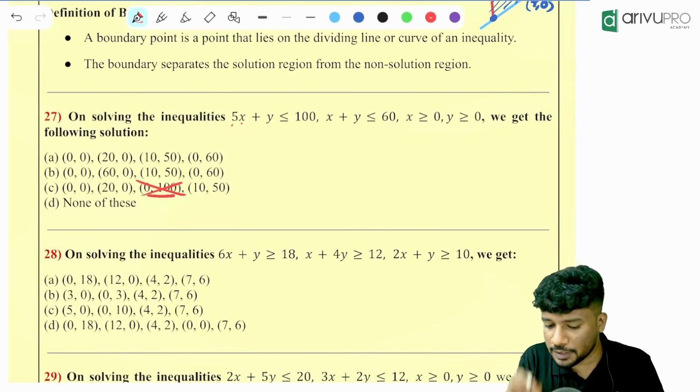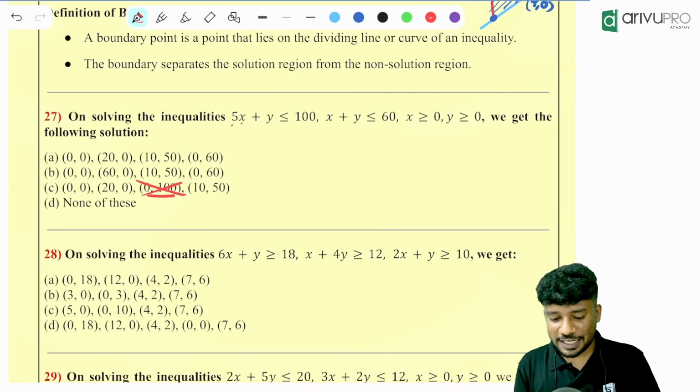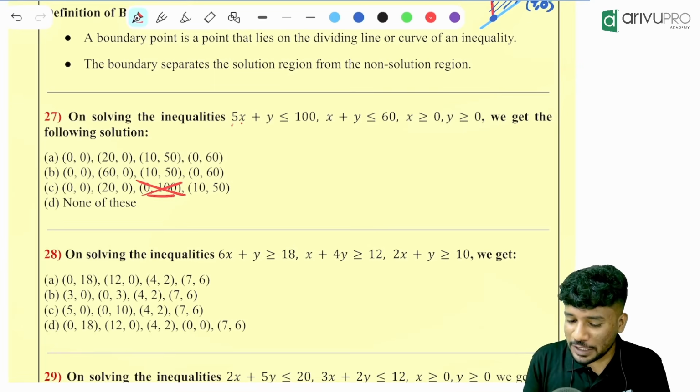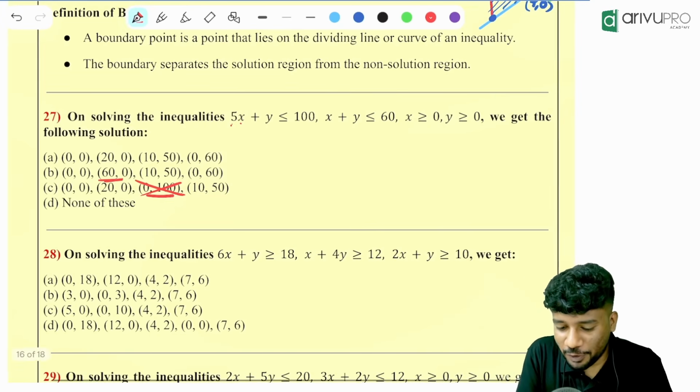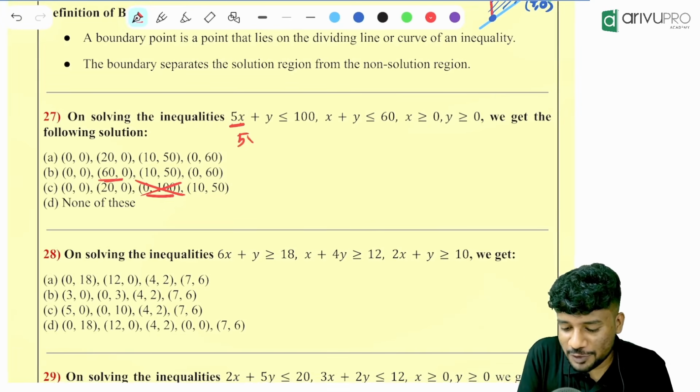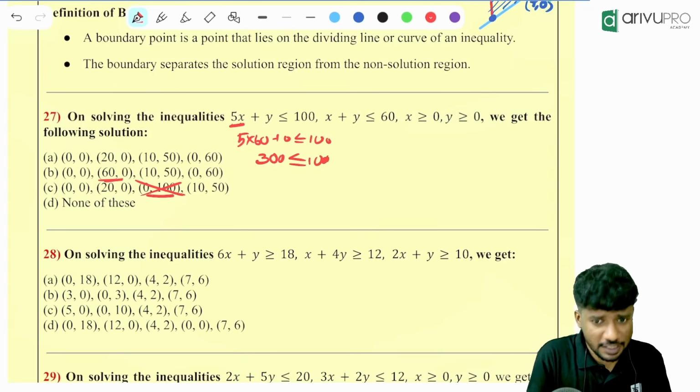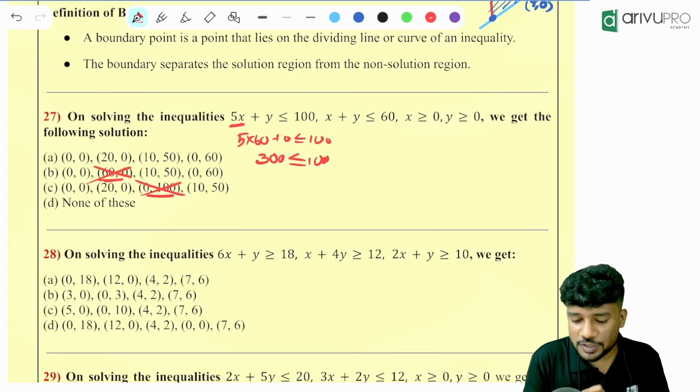That is completed. Now we will check for the next one. 60, 0. Everyone, 60, 0. Substitute in the first equation. 5 into 60 plus 0 less than or equal to 100. 5 into 60 is how much? 300 less than or equal to 100. People, is 300 less than 100? No. That means option B is wrong.